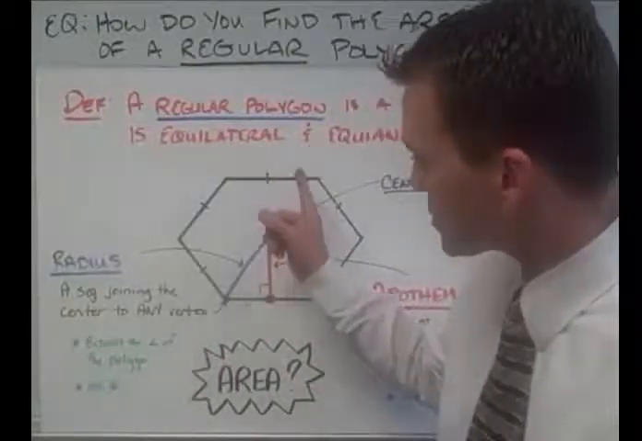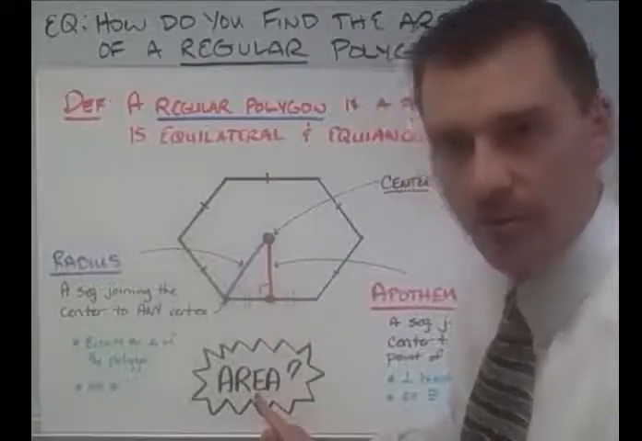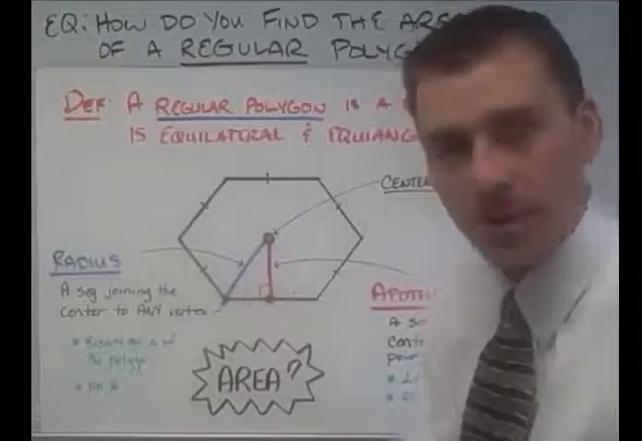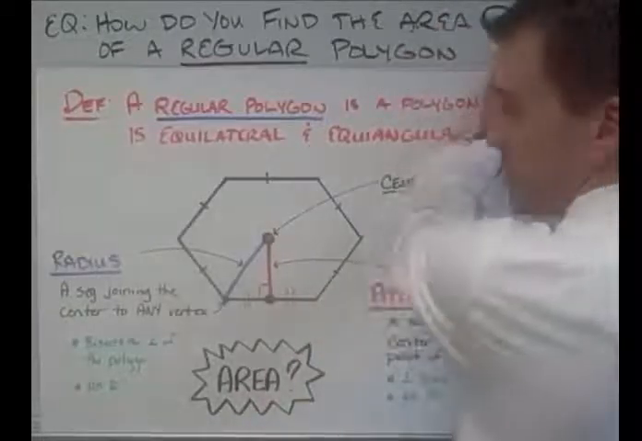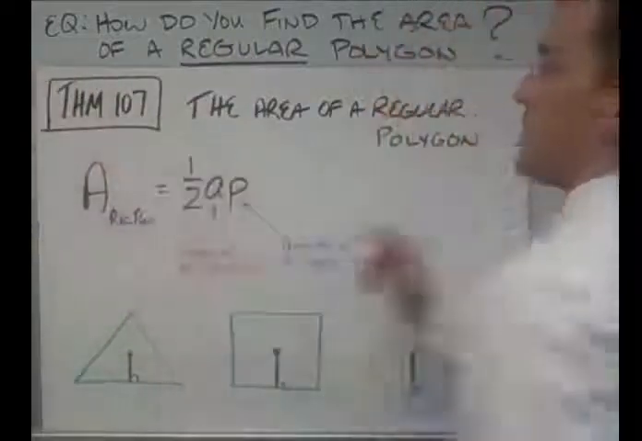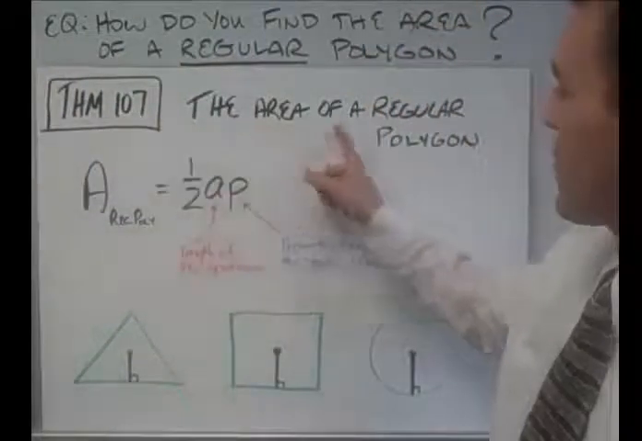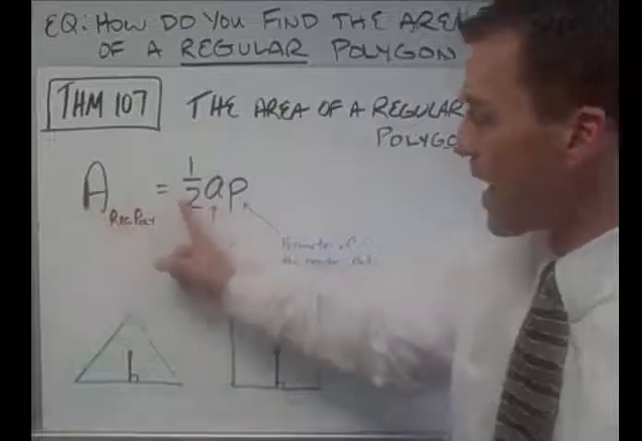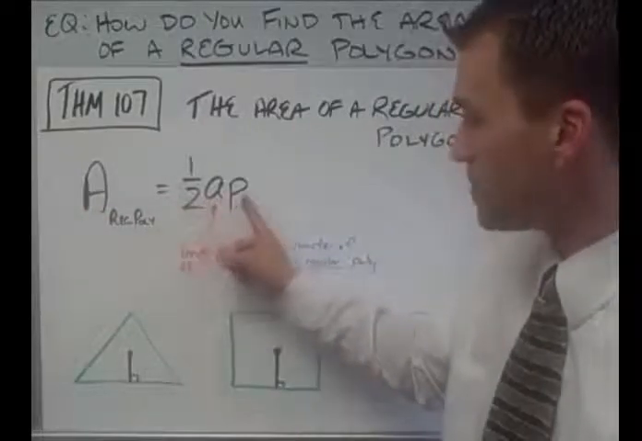So the question, remember, is still this: area. How in the world do we find the area of a regular polygon? Well, here's your theorem that's used. It's Theorem 107. Theorem 107 says the area of a regular polygon is 1/2 A times P.